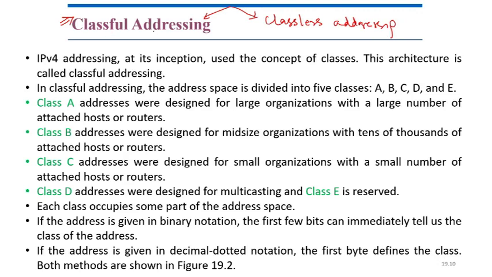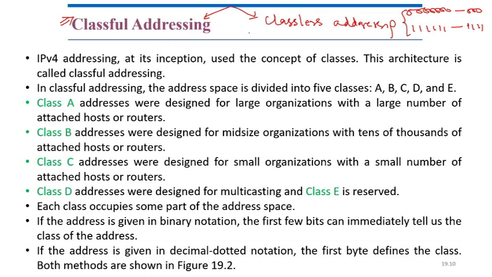Classful addressing, in the sense of the IP address range, because it is 32-bit. So 32-bit means the starting address will be 32 zeros and the last address will be 32 ones. So the complete address space is in this range only, from all 0s to all 1s, and in between these two all possible addresses will be there.